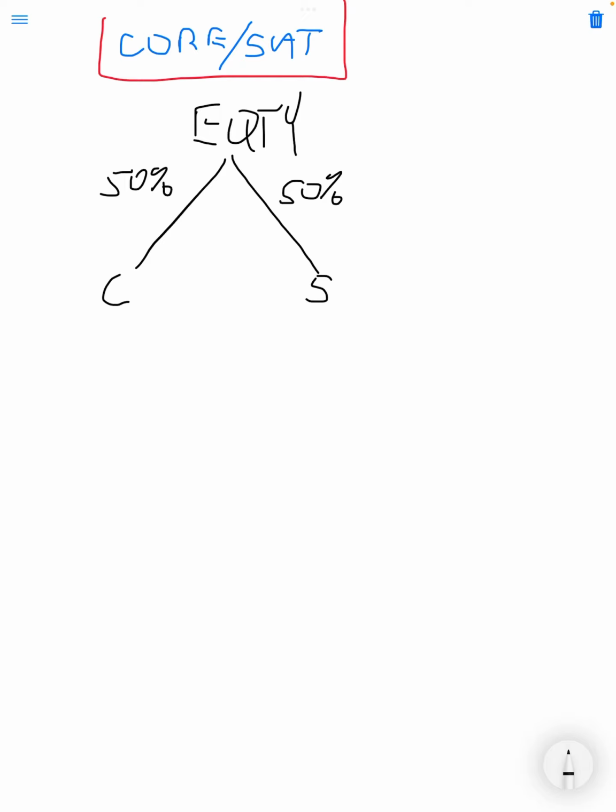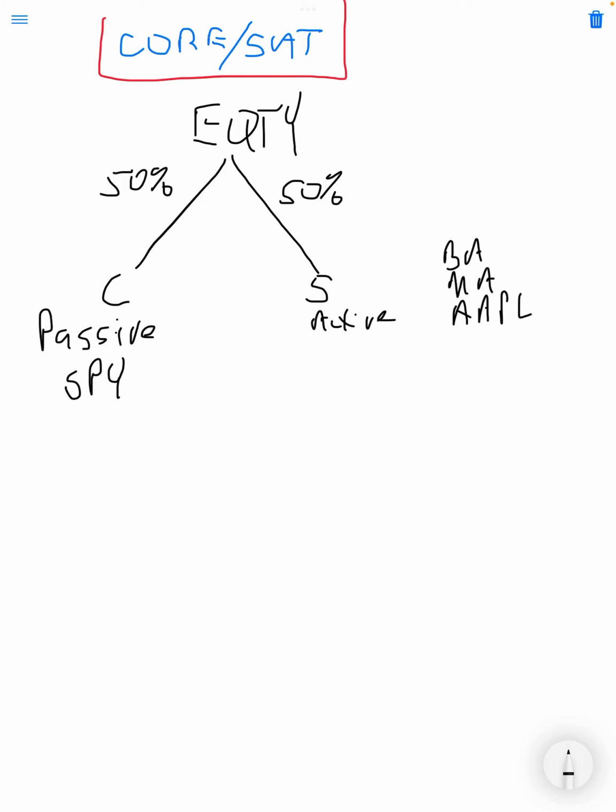Now, core is your passive index level. Of course, the S&P 500, perhaps using the SPY, VOO, another S&P ETF or futures contract. And when you're talking satellite, you're talking about the active end. And these are individual companies, something like Boeing, MasterCard, perhaps Apple, AAPL, whatever your favorite stocks are.